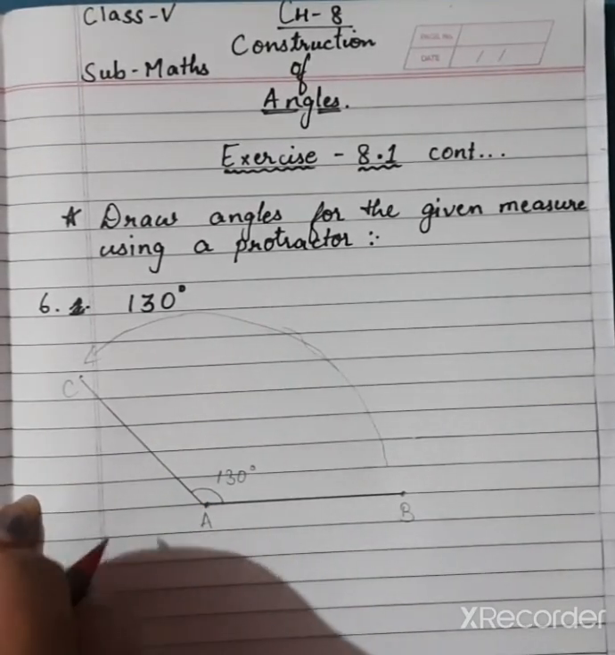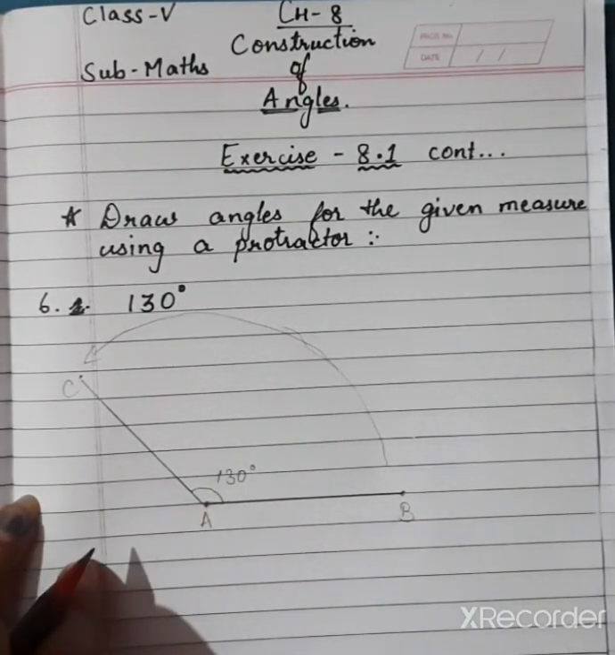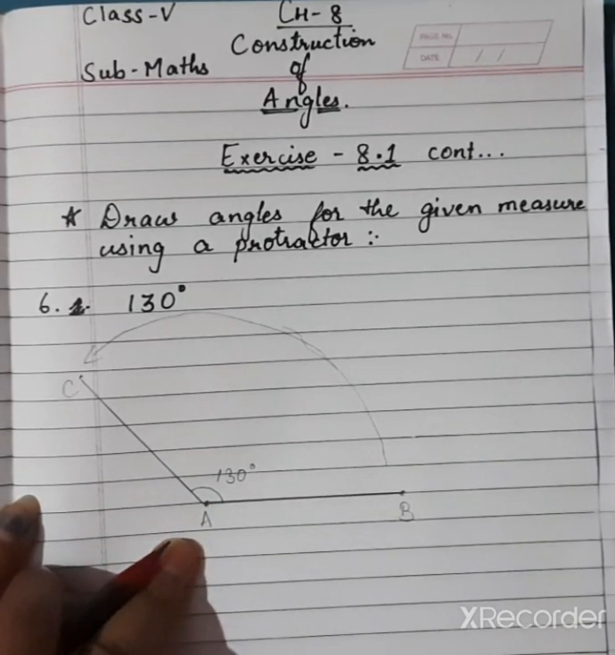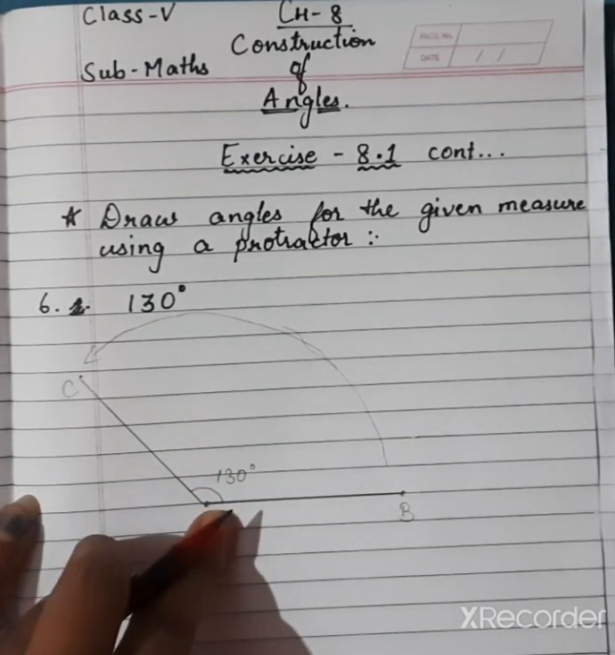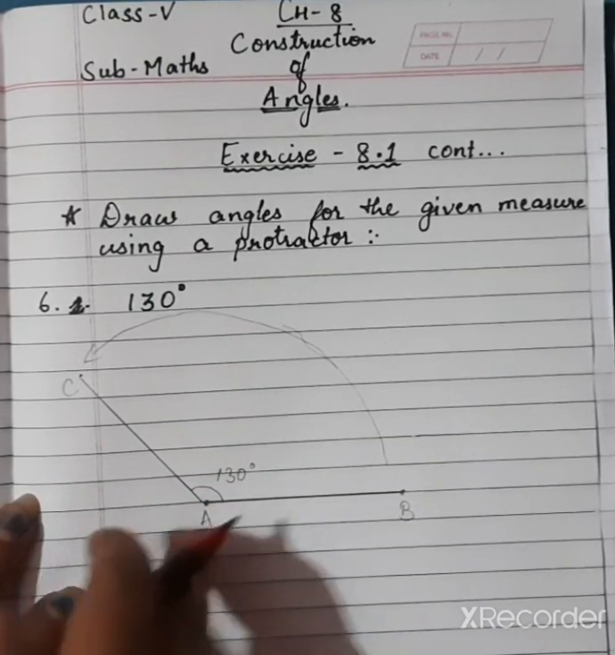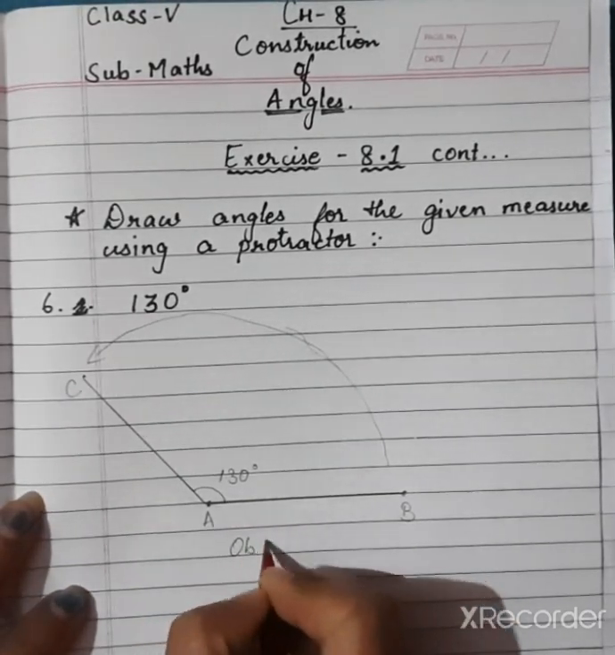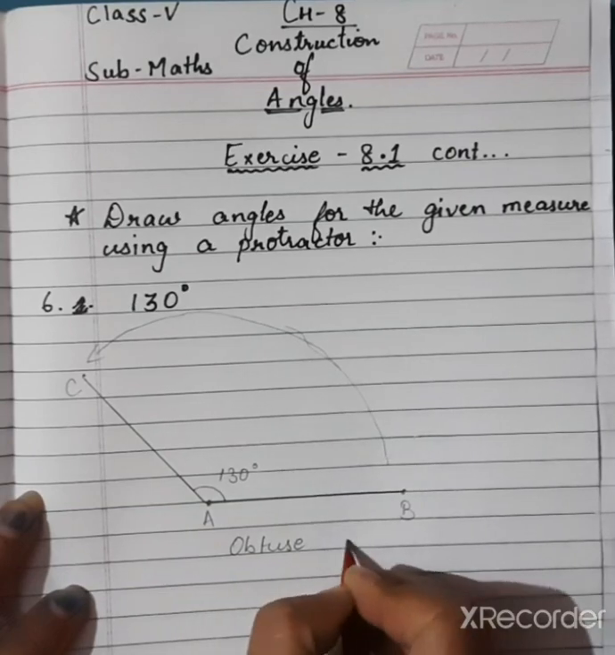Now what can you say about this angle, which type of angle it is? It is an obtuse angle, which means the measurement is more than 90. That's why it is known as an obtuse angle. So downward you will write obtuse angle.